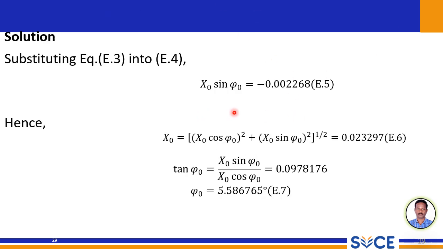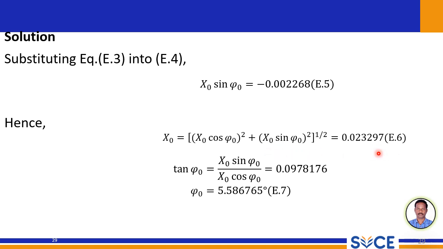Let's continue with the solution and explain. We have the value of x naught cos phi naught from the previous step, and now we will get that x naught sin phi naught is 0.00268. Now substituting both, we get the maximum amplitude of the vibration using the initial conditions, that is the transient response.